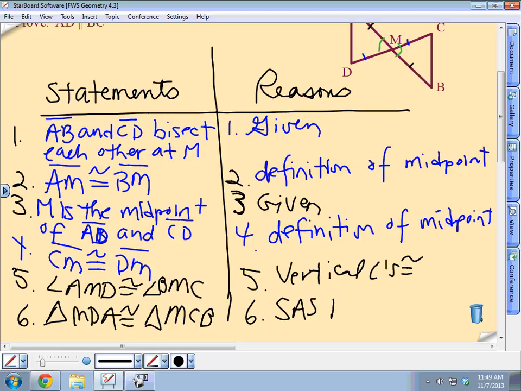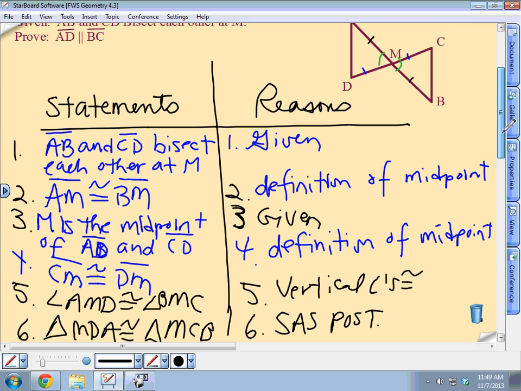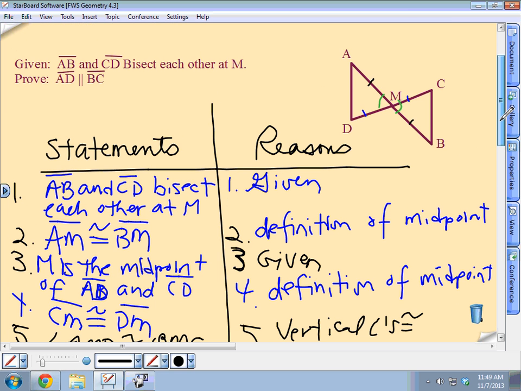Okay, but keep in mind, I still haven't proven what I want to prove. What do I want to prove? That AD and BC are parallel. So I want to prove these are parallel. So how will I do that? Well, you can't just say they're parallel. How would you prove that? This is where I was getting at.